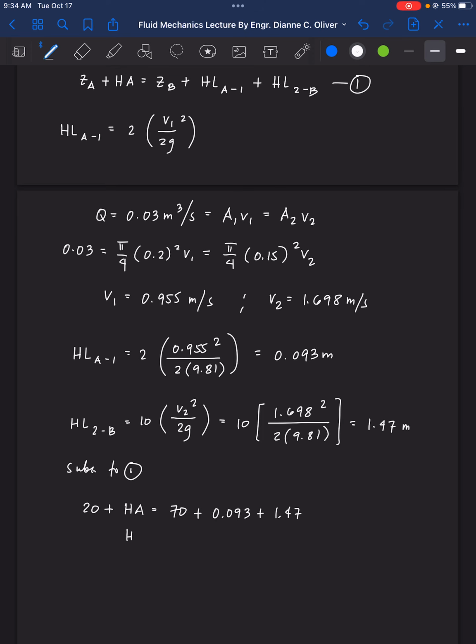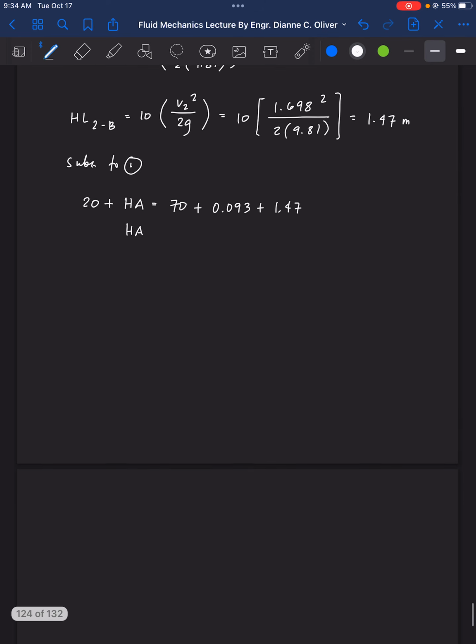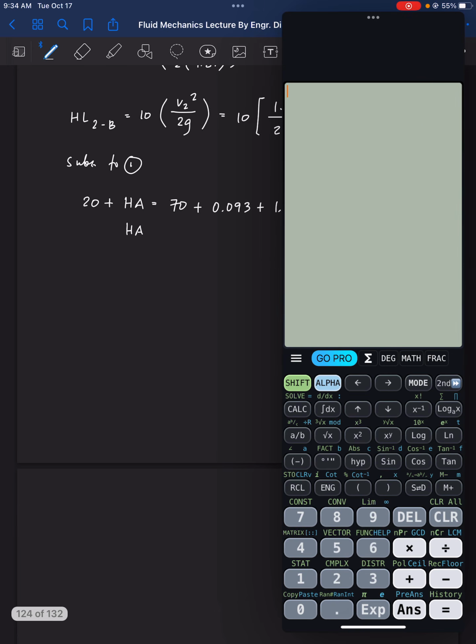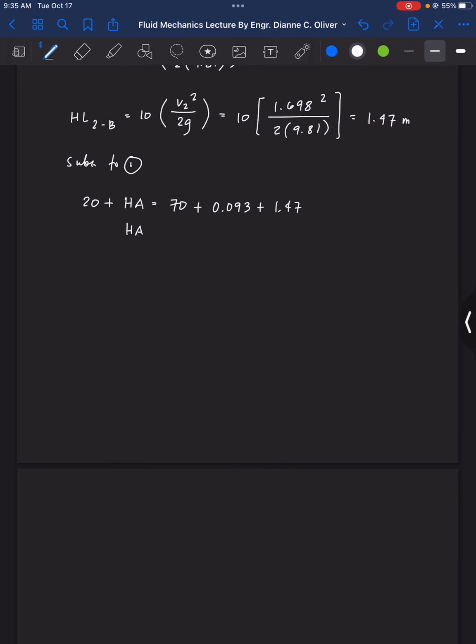So what is our head added? That is 70 plus 0.093 plus 1.47 minus 20. So 51.563 meters. 51.563 meters for head added.